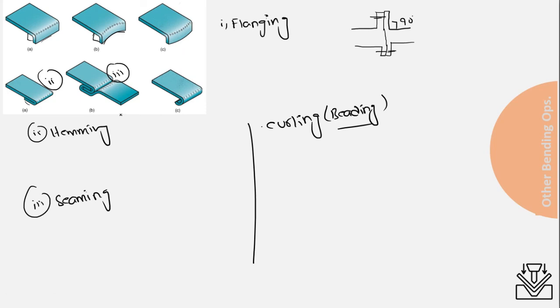The purpose, especially for the hemming one, its main purpose is for safety, to increase the strength along this area of the sheet metal, or to have some aesthetics, to make the product look good. So that's why you perform the hemming one. And there are some other miscellaneous objectives which you achieve using this specialized type of bending operation.